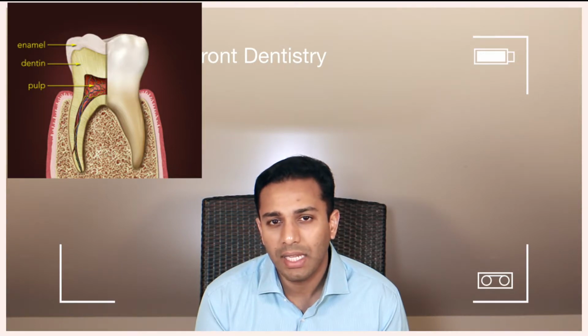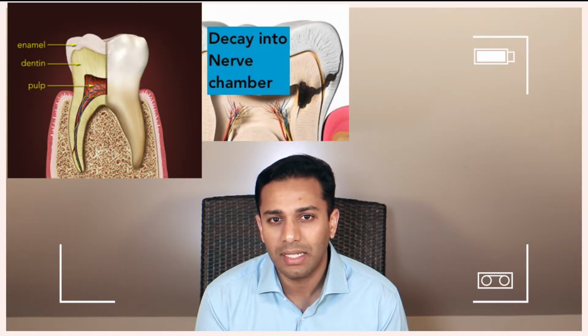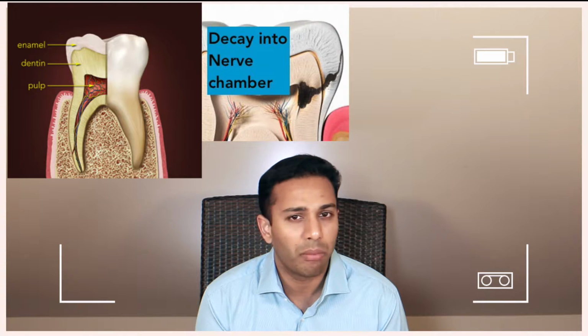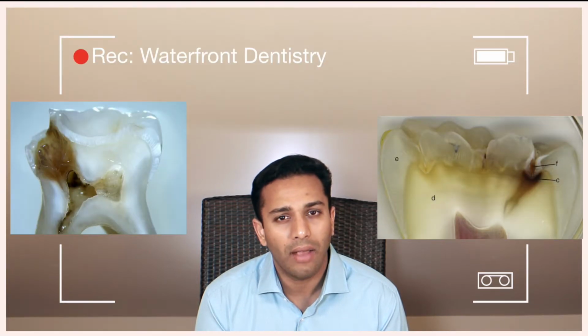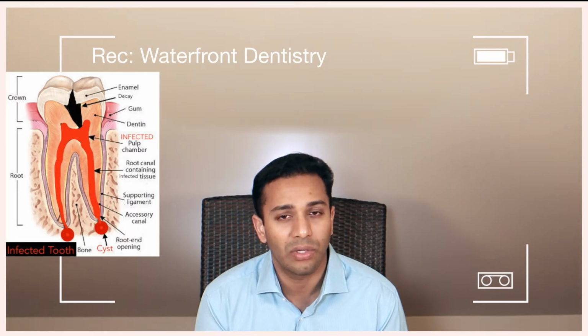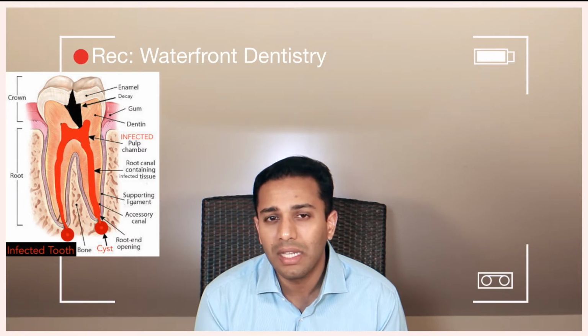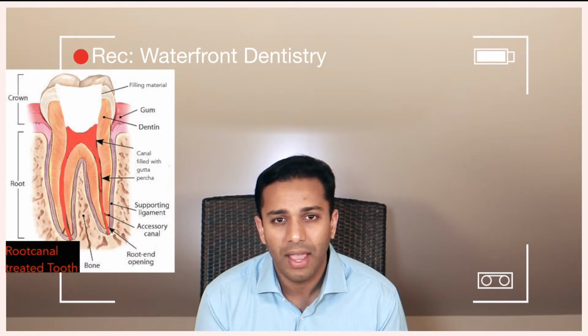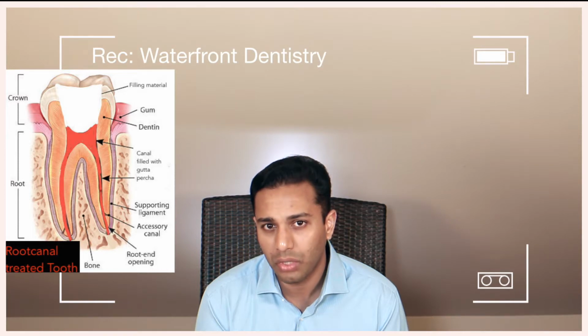Now, when you have decay that spreads from enamel to dentine and eventually touches the nerve or the pulp chamber of a tooth, you now have a live contamination of bacteria that have a ground to fester within the tooth structure itself. When this occurs, there's really no way for the tooth to heal itself unless a dentist gets in there and does what's called a root canal treatment.